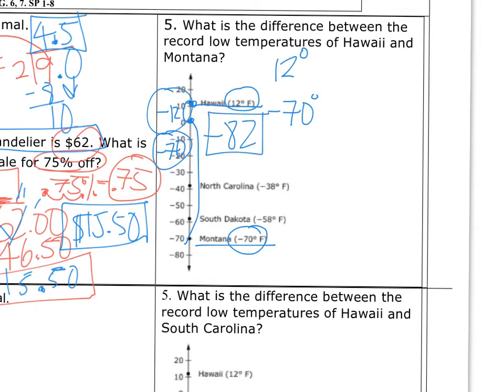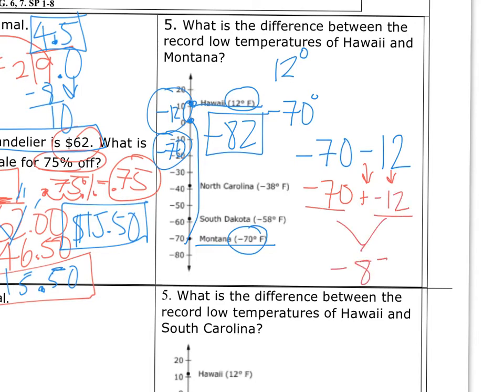That's a change in the temperature. Or you could have also written it like this: negative 70 minus 12. Well, you know that you can't subtract integers, so you have to change that to the addition of the opposite. So what's the opposite of positive 12? Negative 12. Same sign, add and keep. So that's negative 82.